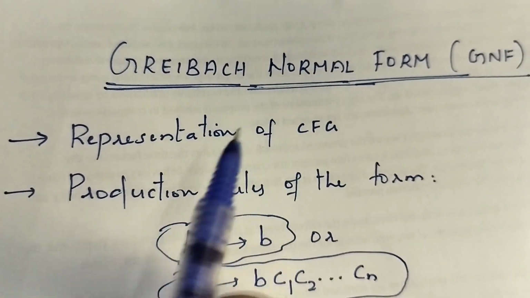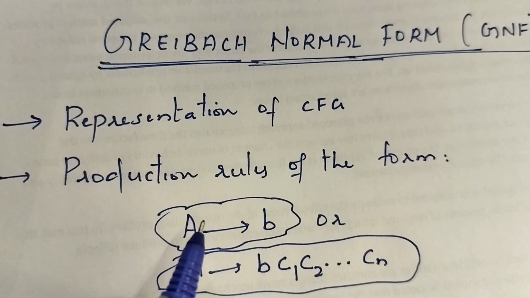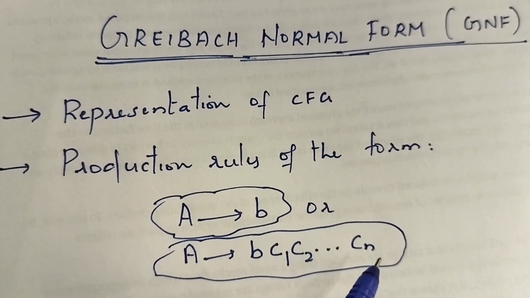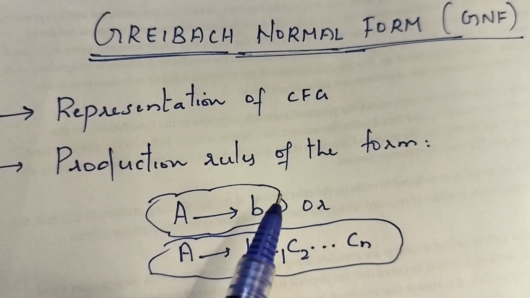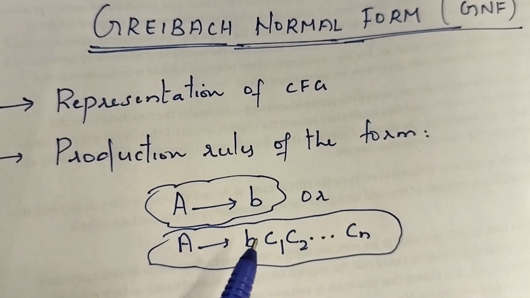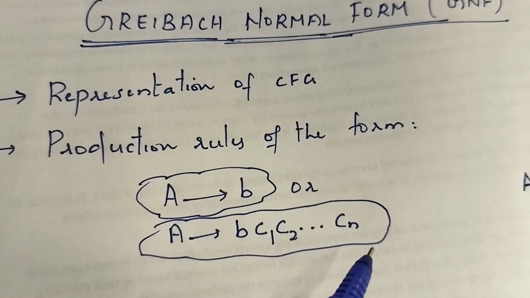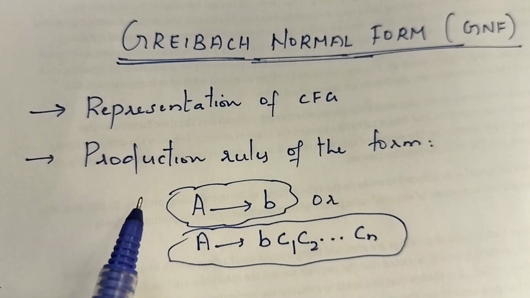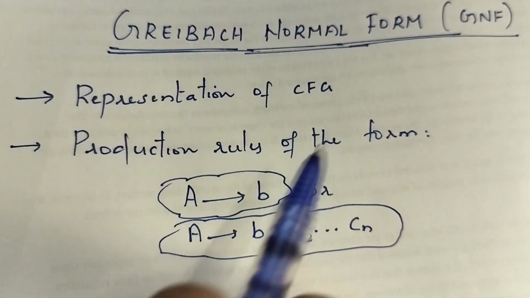So in GNF, every production rule is of the form A gives B, or A gives B C1, C2, etc., Cn. That means in the right hand side there will be a single terminal or a single terminal followed by non-terminals. Okay, so now how can we convert a given context-free grammar to GNF?